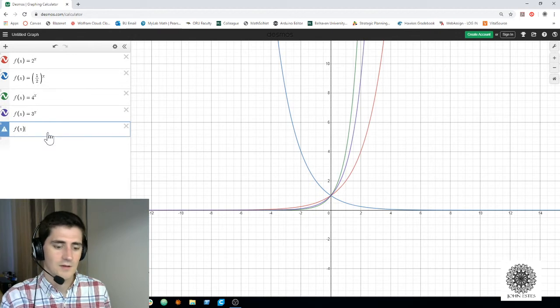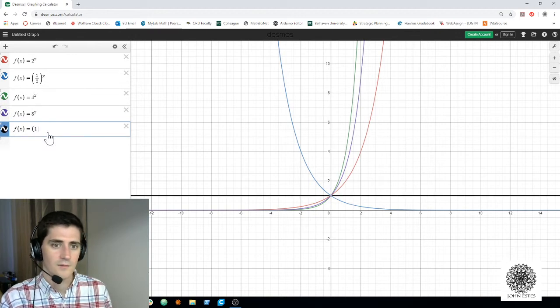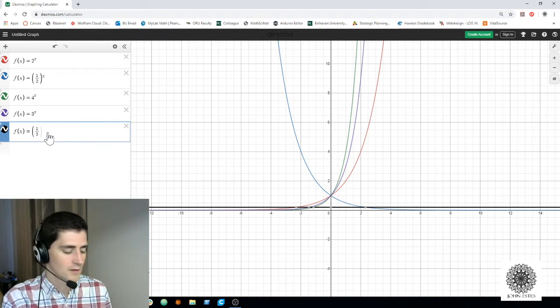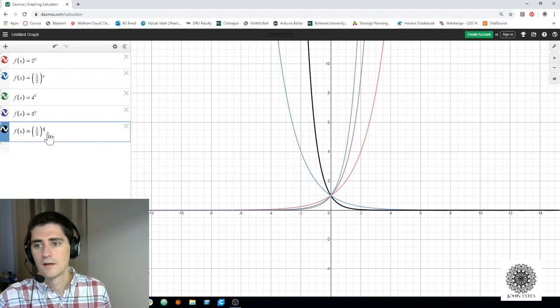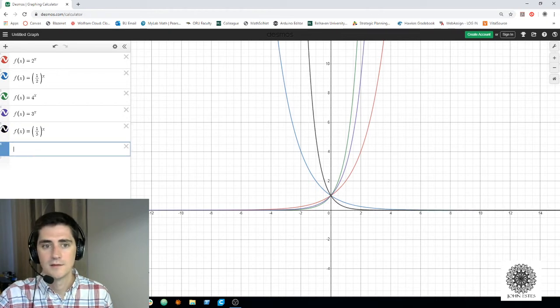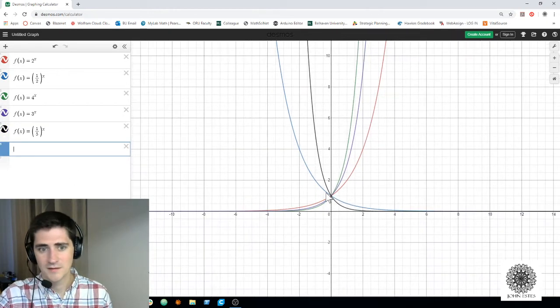And if I did something like (1/5)^x, what do you expect? It's going to have the same right behavior at 0, but going out towards negative infinity, it's going to go up faster than (1/2)^x. Okay, I hope this makes sense.